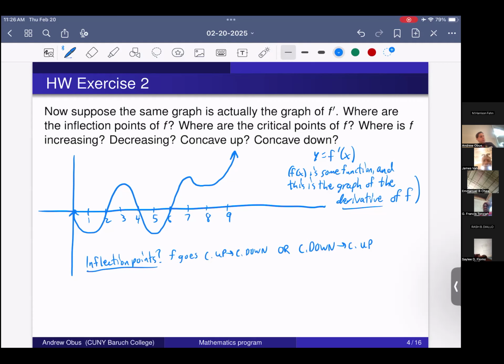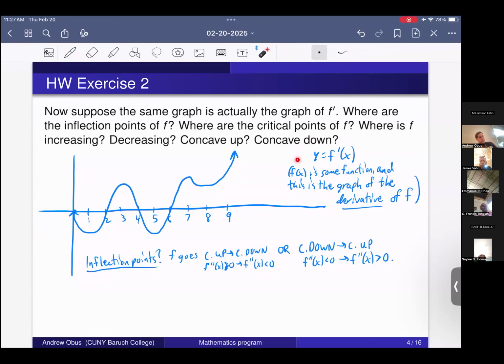But what we're given here is the graph of f prime. So let me say also, what does this mean? Concave up to concave down means f double prime of x is greater than 0 goes to f double prime of x is less than 0. And concave down to concave up means f double prime of x is less than 0 goes to f double prime of x is greater than 0. So these are what these transitions are.